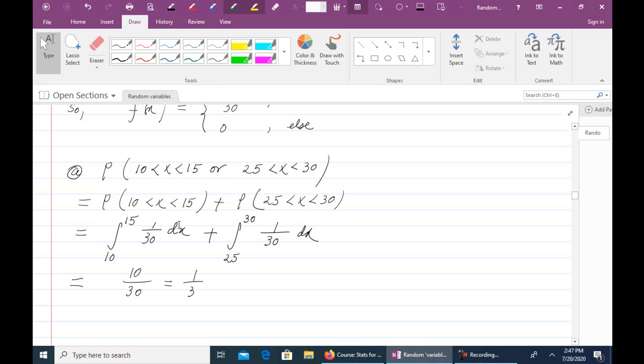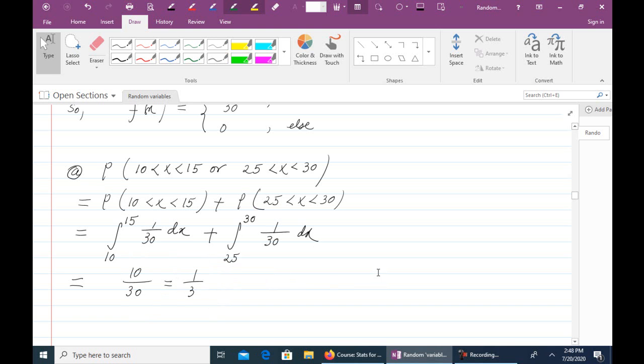Now, as we know, the probability that x is between 10 and 15 would be the integral from 10 to 15 of the PDF, and the PDF would be 1 over 30 dx. Remember, this is the value of the PDF when x is between 0 and 30. And the probability that x is between 25 and 30 will be given by the integral from 25 to 30 of 1 over 30 dx. And then if we calculate these two integrals and add them up, we get 1/3.